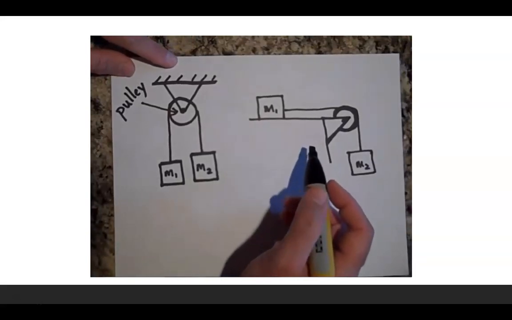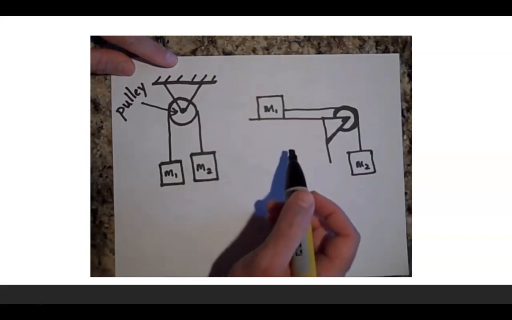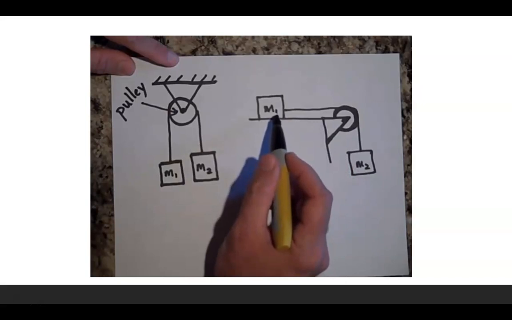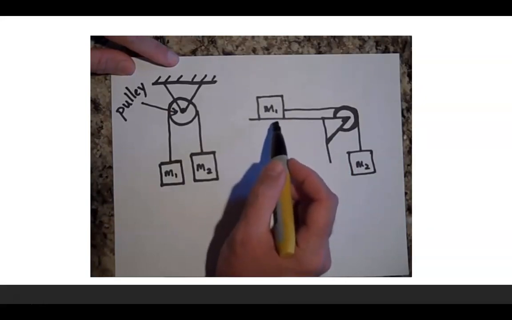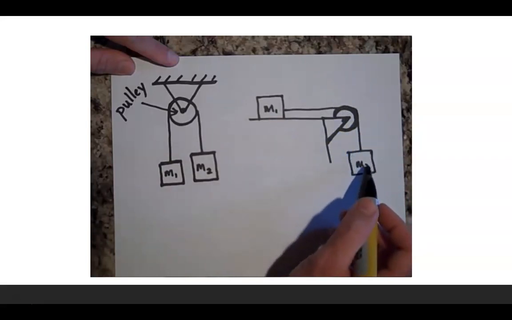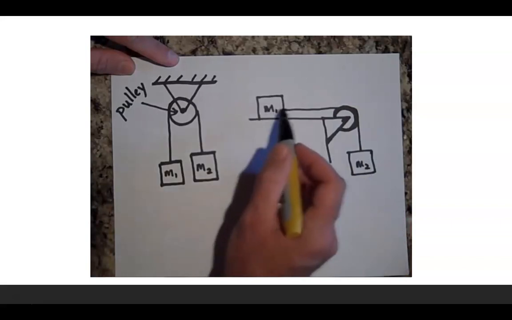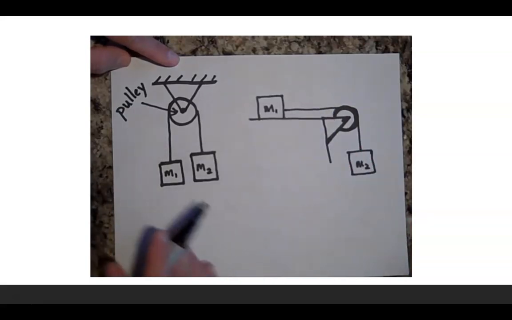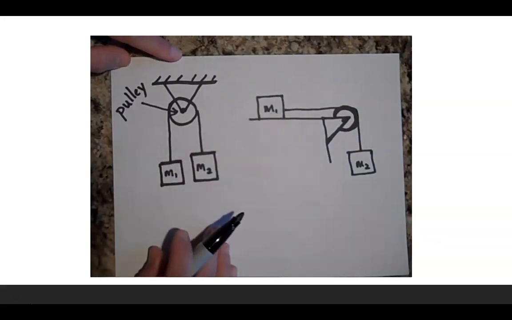With this one, this is a similar system, except for now this is on a table. Might be a frictionless table, or maybe a table that has friction. But then a string goes over a pulley and is attached to this M2. So when M2 descends, M1 goes across the table. You probably did a couple labs on these things last year.